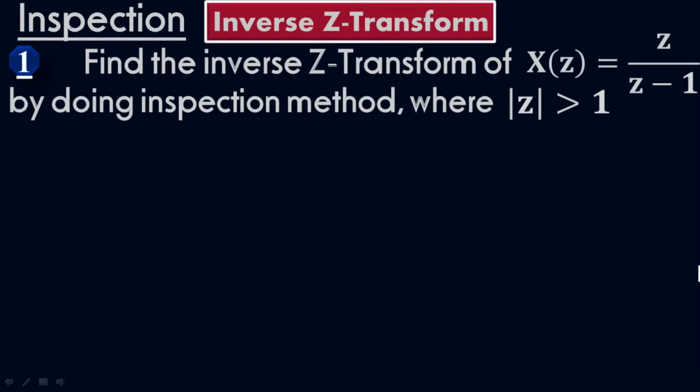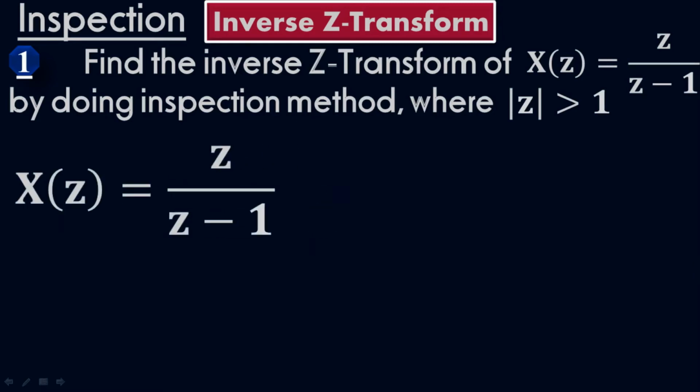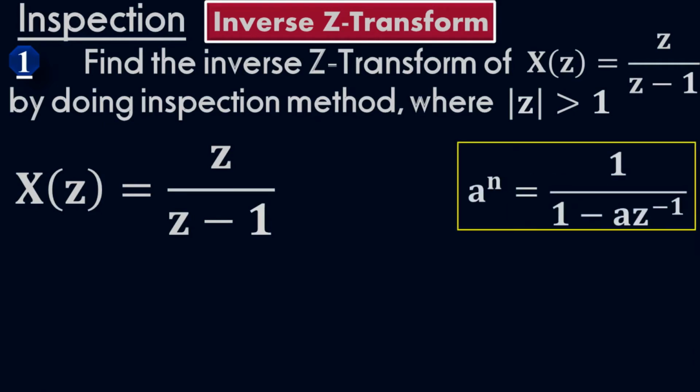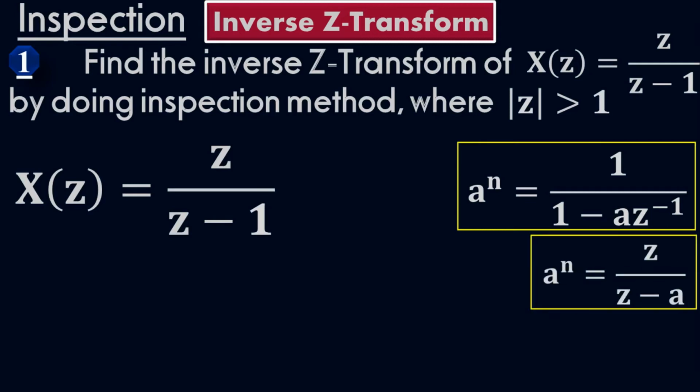But let's go through the process. We know that the given Z-transform is X(z) = z/(z-1). And also we know about the standard result where the Z-transform of a^n equals 1/(1 - a z^-1), which equals z/(z-a), where |z| must be greater than a. Look, when you take the Z-transform of a^n, it equals 1/(1 - a z^-1). And then when you make z^-1 equal to 1/z, you will get a/z. After taking the LCM at the end, you will get z/(z-a).